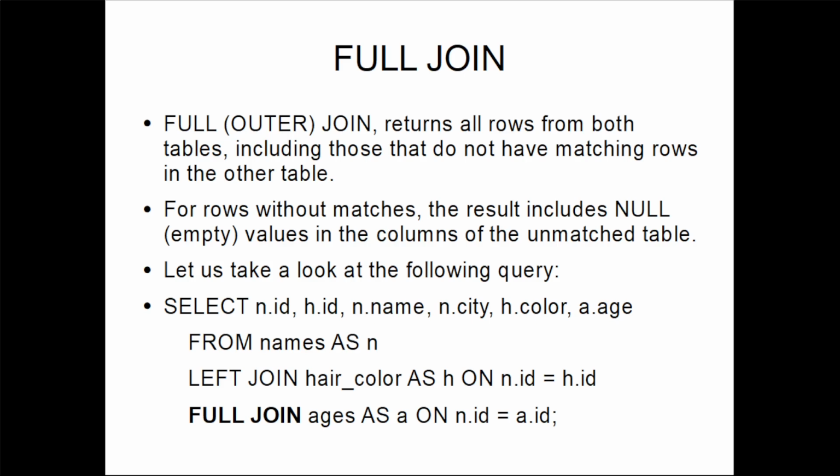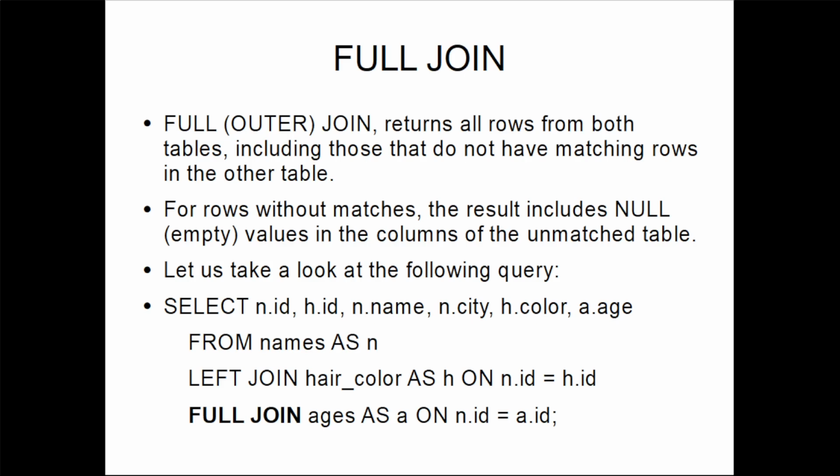Let us examine the following query, which combines the names, hair_color, and ages tables. Select n.id, h.id, n.name, n.city, h.color, a.age from names as n, left join hair_color as h on n.id equals h.id, full join ages as a on n.id equals a.id.